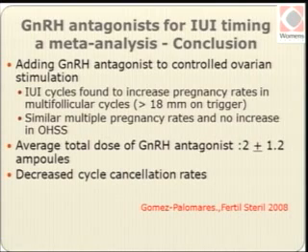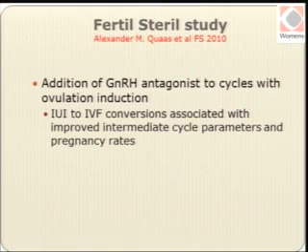So the conclusion of that was that adding GnRH antagonists to control ovarian stimulation may increase pregnancy rates in multifollicular cycles, when you have lots of follicles, with similar multiple pregnancy rates but no increase in OHSS, and the average total dose is fairly small and results in decreased cycle cancellation rates.